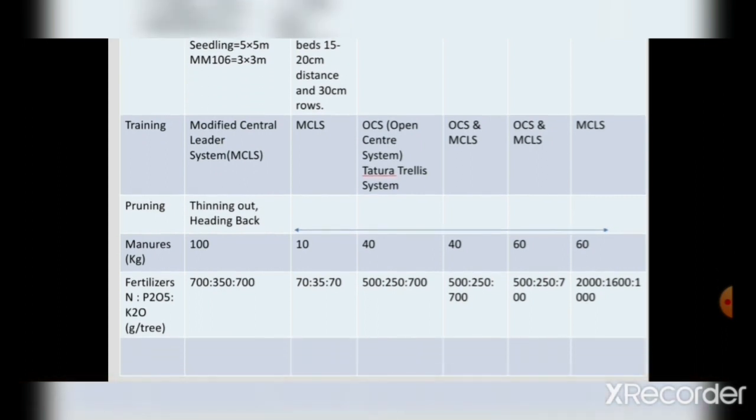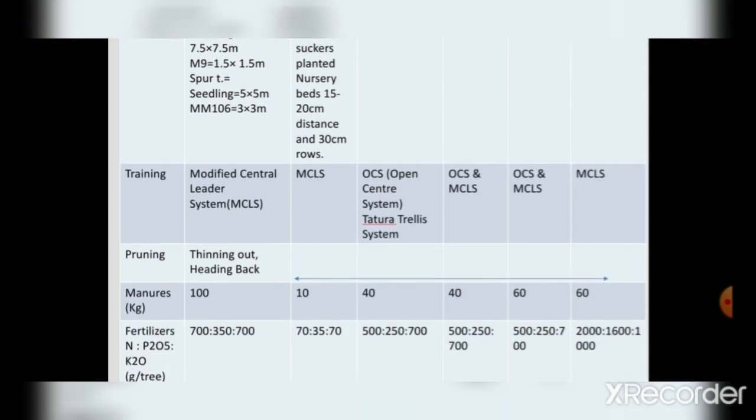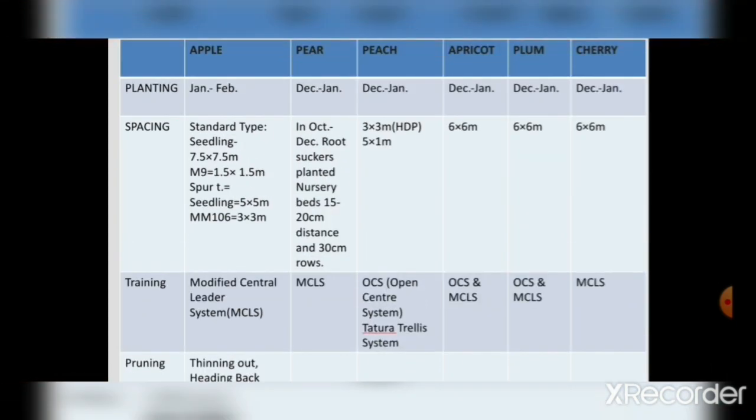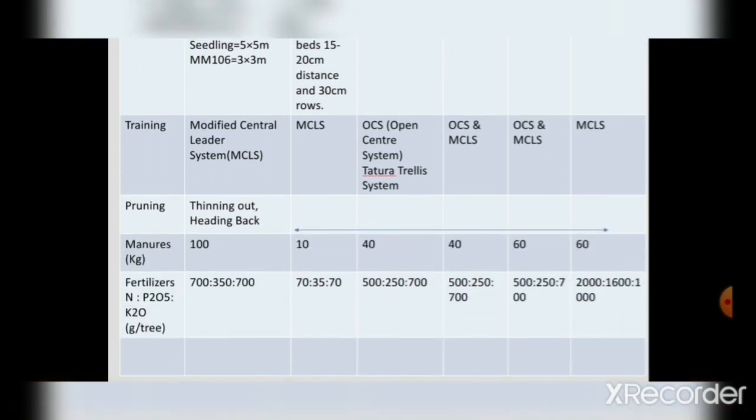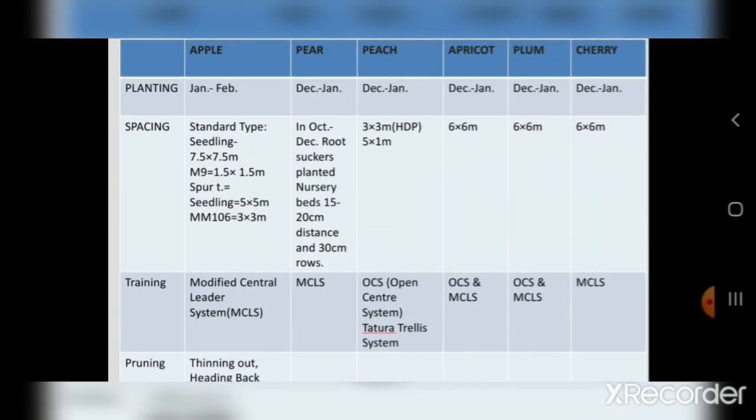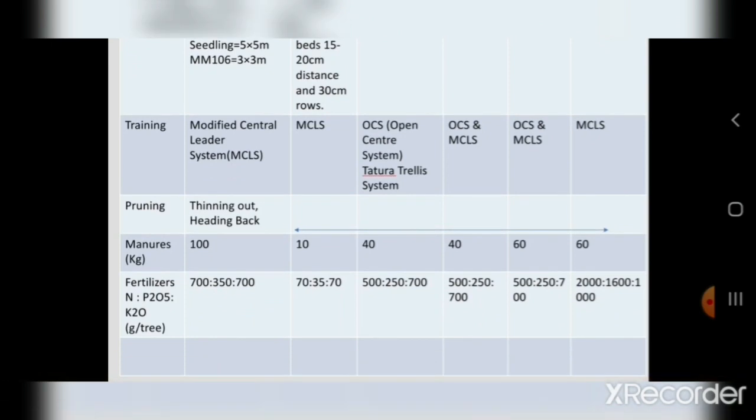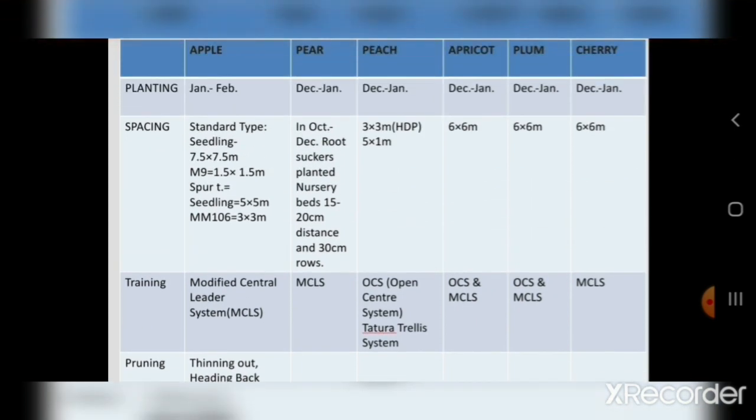In case of manure, 100 kg FYM for apple, 10 for pear, peach 40. For apricot, plum, cherry: apricot is 40, plum and cherry is 60 kg. NPK, that is fertilizers used, grams per tree is 700, 350, 700 grams per tree for apple, 70, 35, 70 again for pear, 500, 250, 700 for peach, then 500, 250, 700 again for apricot and plum, and in case of cherry 2000, 1600, 1000 grams per tree.